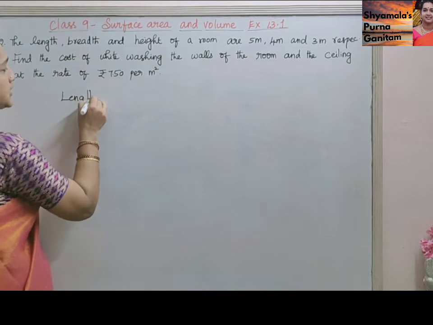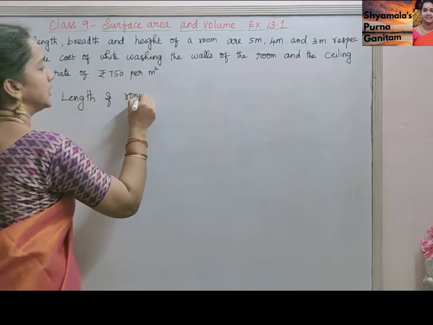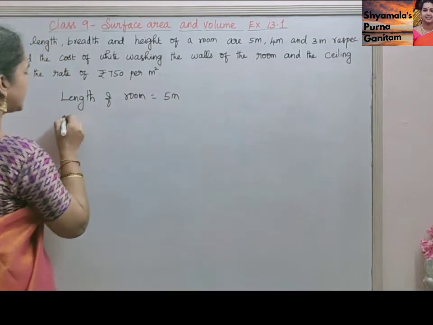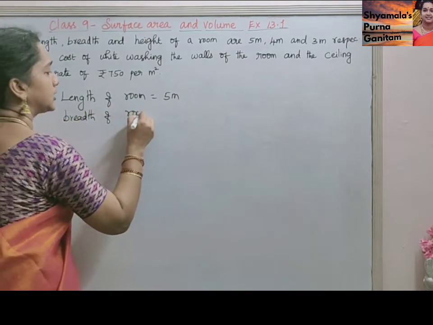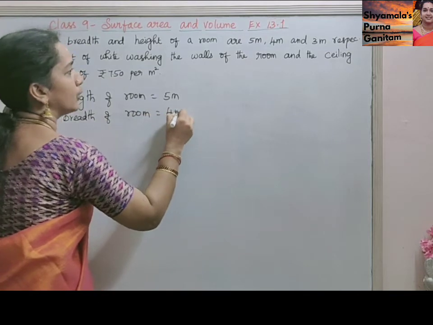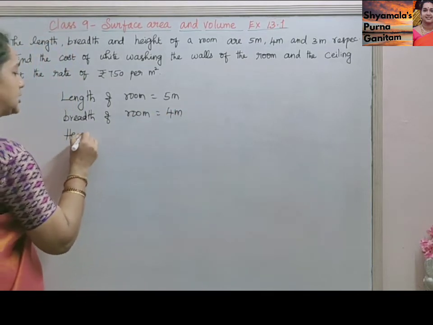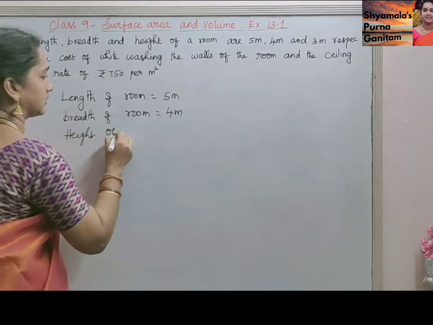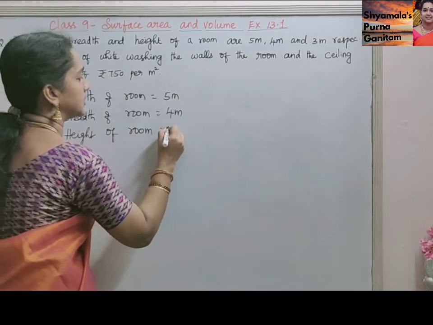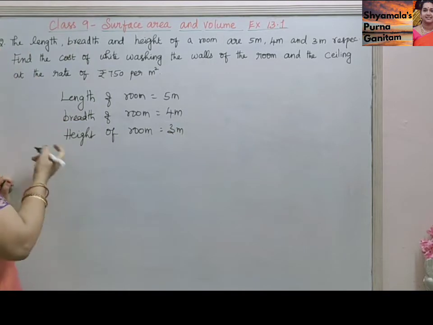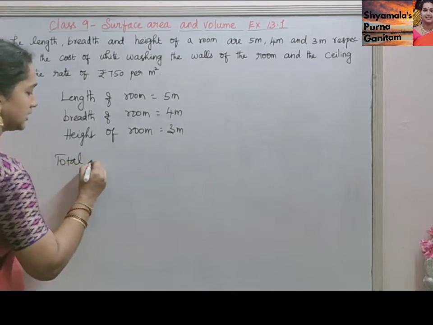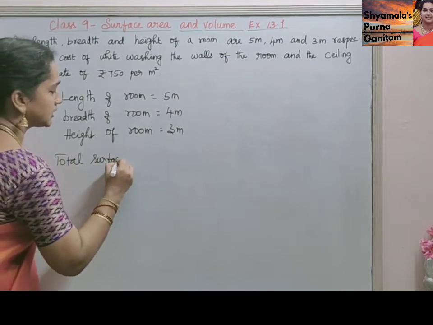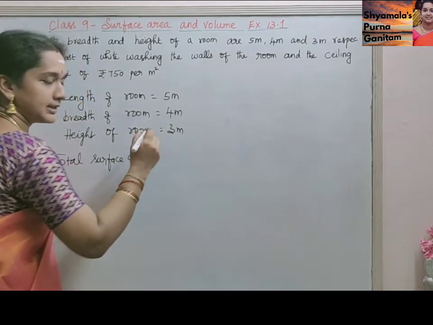Length of the room is equal to 5 meter. Breadth of room is equal to 4 meter, and height of room is equal to 3 meter. So, cost of whitewashing the 4 walls and the ceiling. Okay. So, total surface area we need. So, total surface area is equal to.